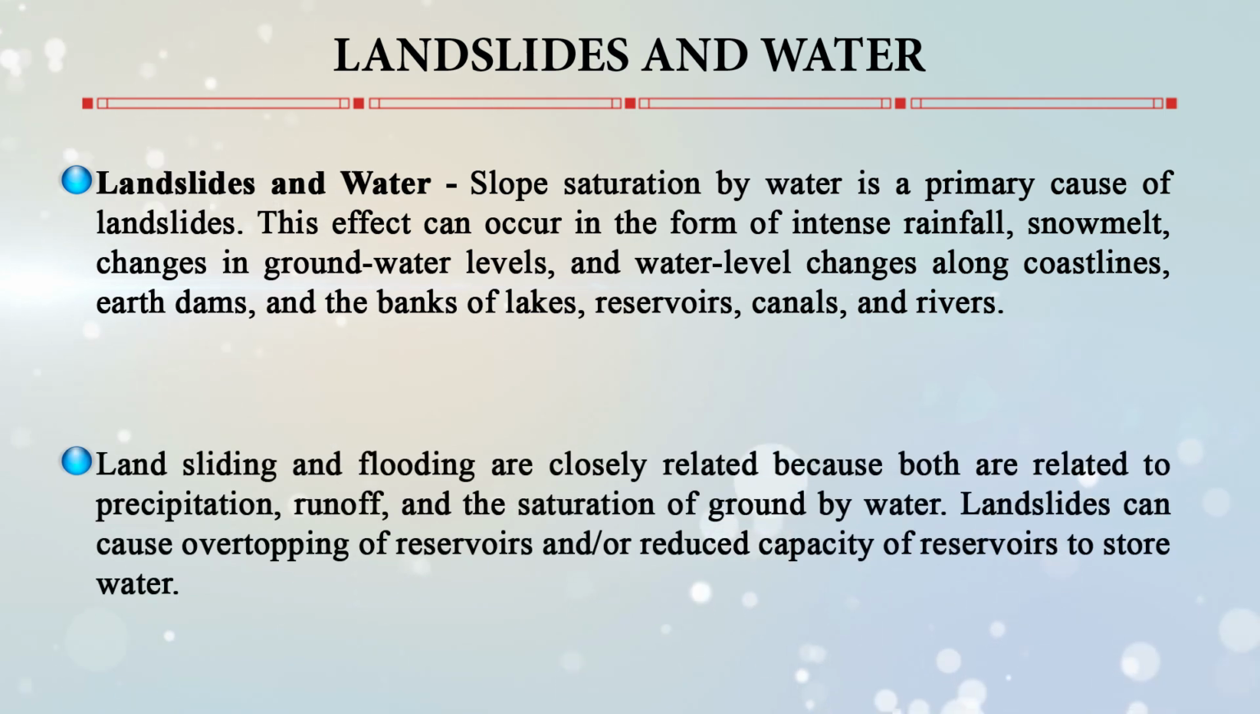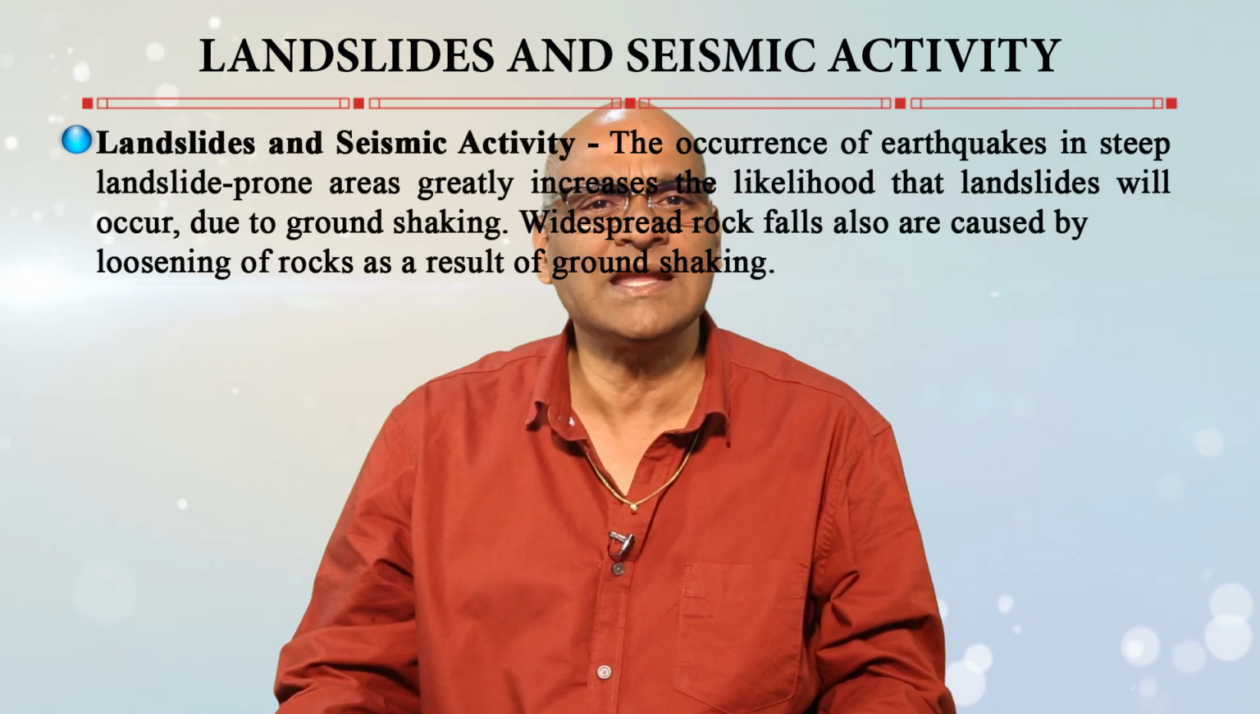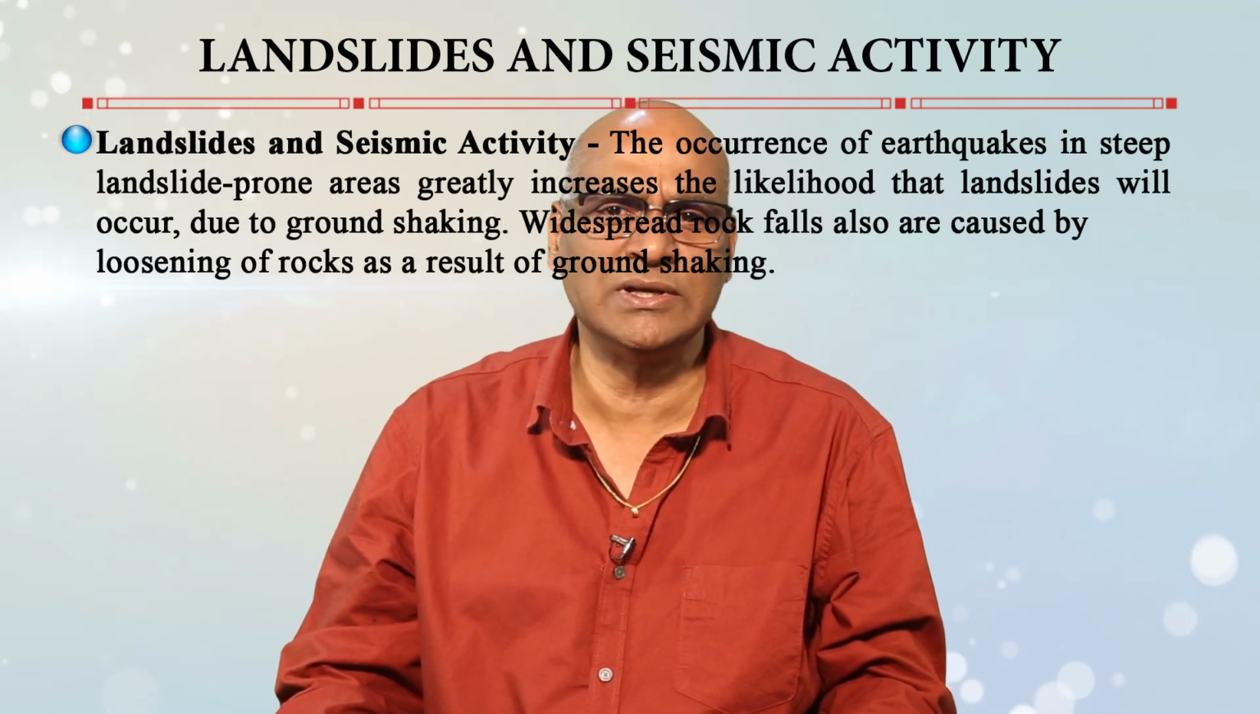Landsliding and flooding are closely related because both are related to precipitation, runoff, and the saturation of groundwater. Landslides can cause overtopping of the reservoirs or can cause reduced capacity of the reservoir to store water. Now, landslides and seismic activity are also interrelated.